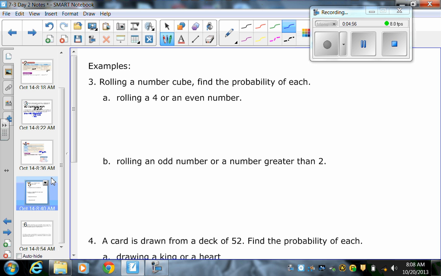Okay, let's work some examples. You're rolling a number cube and I want to find the probability of each. So rolling a 4 or an even. I know that these are inclusive because 4 is also an even number. So the probability of a 4 or an even is going to equal the probability of a 4 plus the probability of an even minus the probability of a 4 and even.